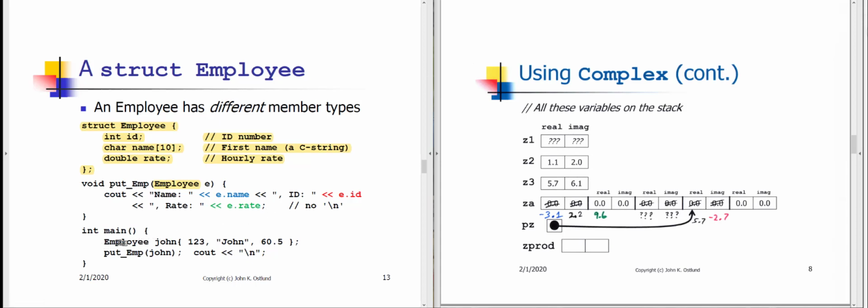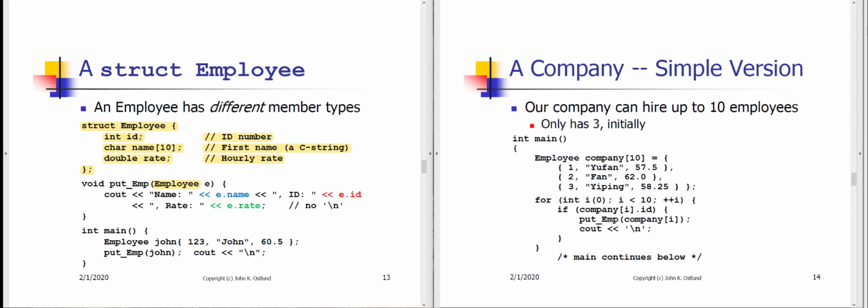Here is a really trivial program. We're creating one employee object, John, with the ID number 123, name John, rate 60.5, and then we're going to do a putemp of John, and that's the end of the program. But instead of having just one employee, let's suppose that we have our employee structure definition and our putemp function defined, but our main function is going to create a company in which we have space to hire 10 employee objects. Although for the moment we're only initializing 3 of those objects.